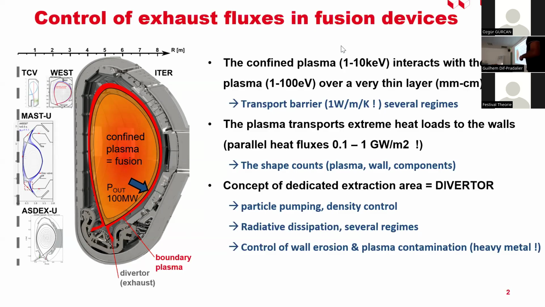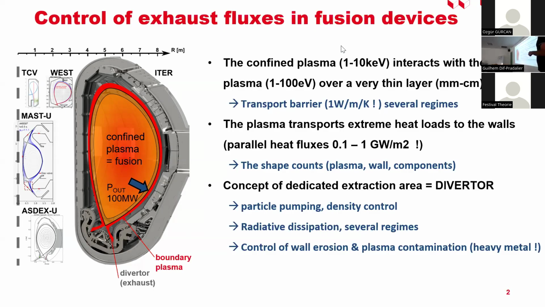And so we have this very thin layer and strong gradient there because there are transport barriers. It was explained this morning as well. Now you should just think about how efficient this transport barrier is. If you calculate the heat transfer coefficient, it's about 1 watt per meter per Kelvin. It's better than the walls of this room, even though you confine a 1 million degree plasma.